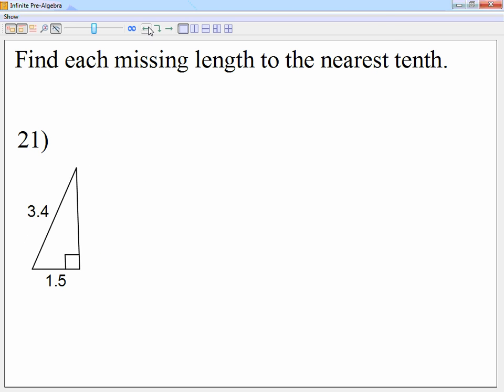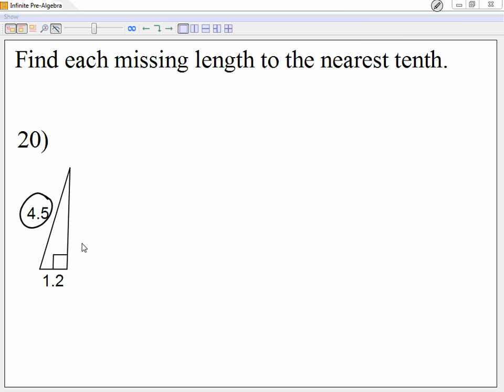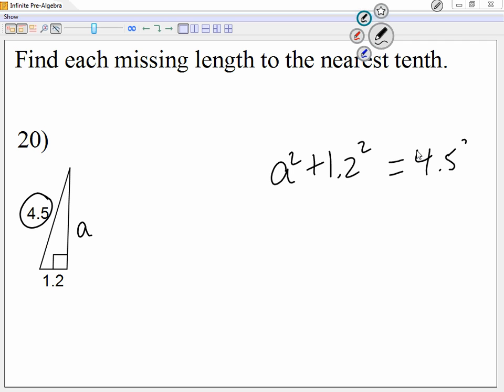All right, looking at number 20, I have the big side, and the side that I'm missing, let me call it a. In this case, it's a or b, and it doesn't matter which way you call it. So in my case, let me call it a. Let me write a squared plus 1.2 squared equals 4.5 squared. So I'm going to write a squared plus 1.44, since 1.2 squared gave me 1.44. 4.5 squared gives me 20.25.